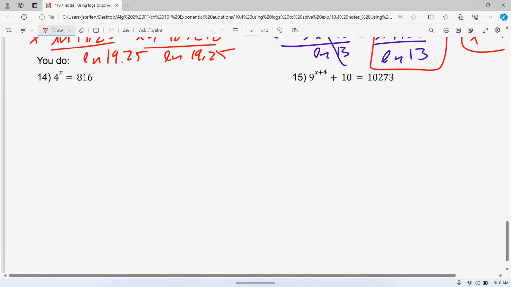So go ahead and do those two on your own. Number 15 is just like the last one we did. However, 14 shouldn't be too bad for you guys at this point.